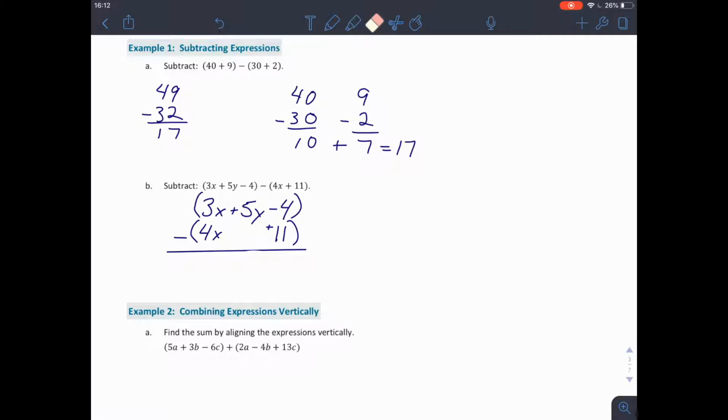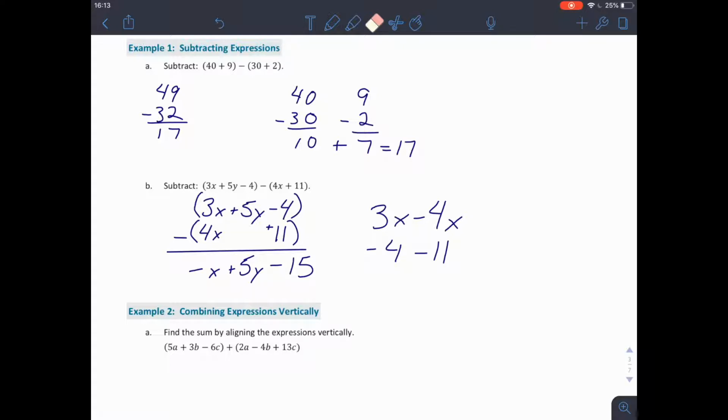So now what I need to do is subtract away all of the numbers on the bottom from the numbers on the top. So I would do 3x minus 4x, and I would get negative x. Then I would do 5y minus nothing and end up with 5y. And then negative 4 minus positive 11 to get negative 15. So my expression, when I'm finished subtracting, should be negative x plus 5y minus 15. It is okay that I have 3 terms in my solution because in my original expressions, I had 3 different types of terms, 2 with an x, 1 with a y, and then 2 constants with no variable.